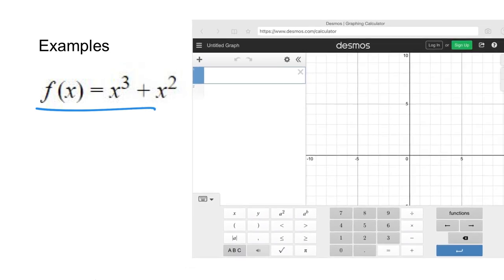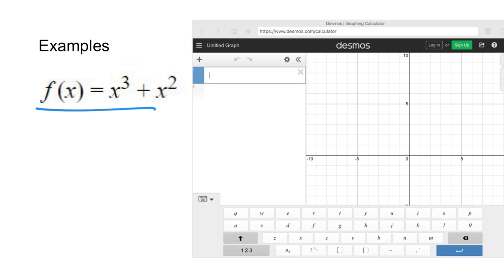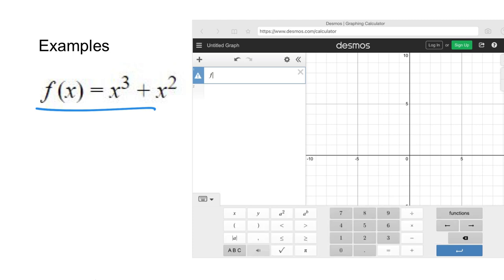Okay, just kidding. Craziness. All right, so I'm going to graph f of x equals x to the third plus x squared.